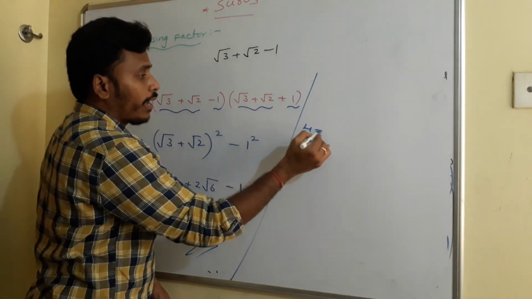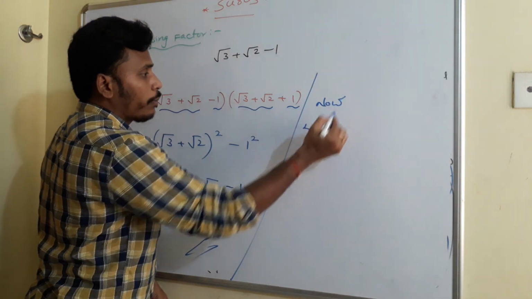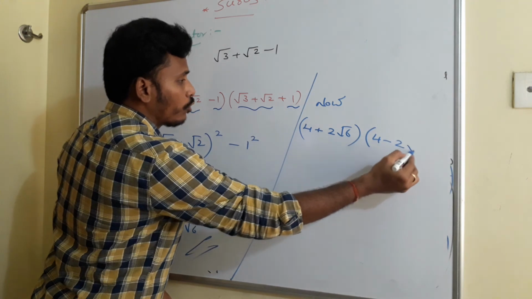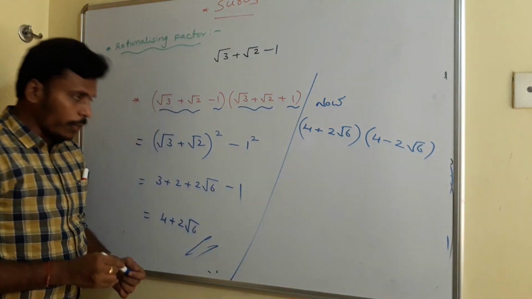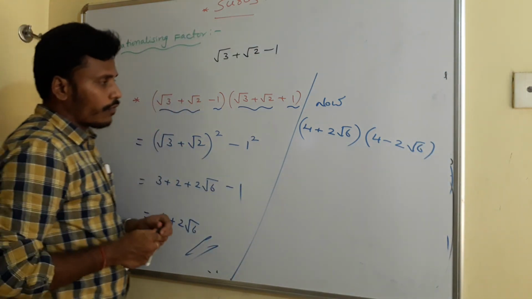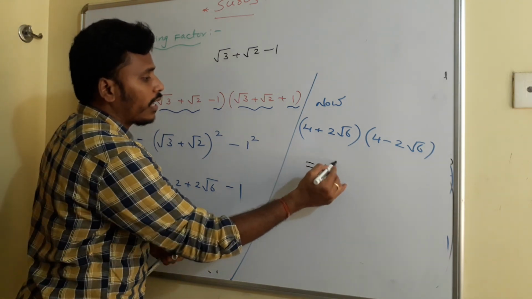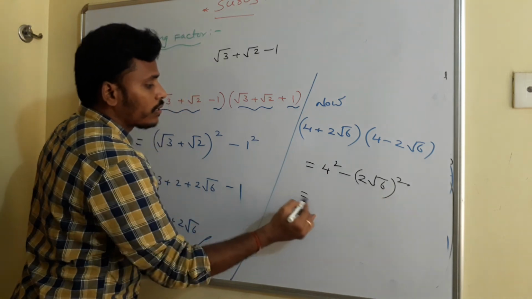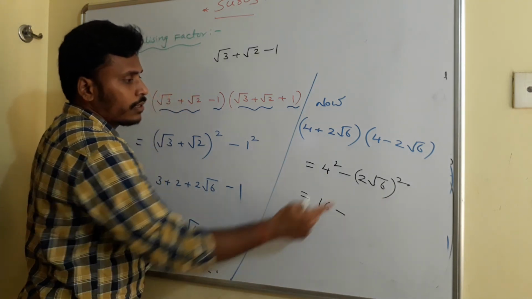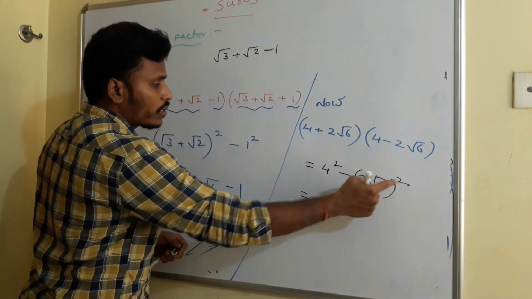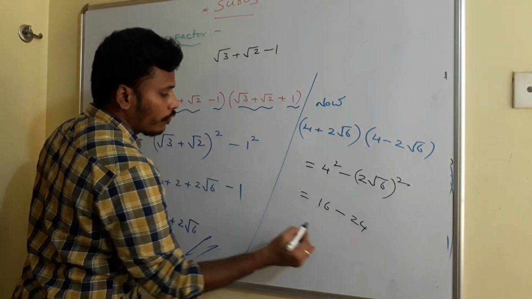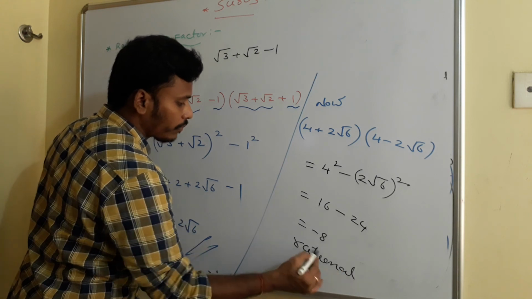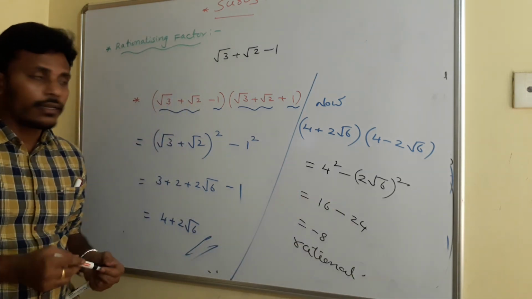Now if you multiply this 4 plus 2 root 6 with 4 minus 2 root 6, just as I am expecting, then what will happen? Again use the same thing, a square minus b square: 4 square minus 2 root 6 whole square. It is 16 minus 2 square is 4, root 6 square is 6, 6 fours is 24, minus 8, which is a rational number.